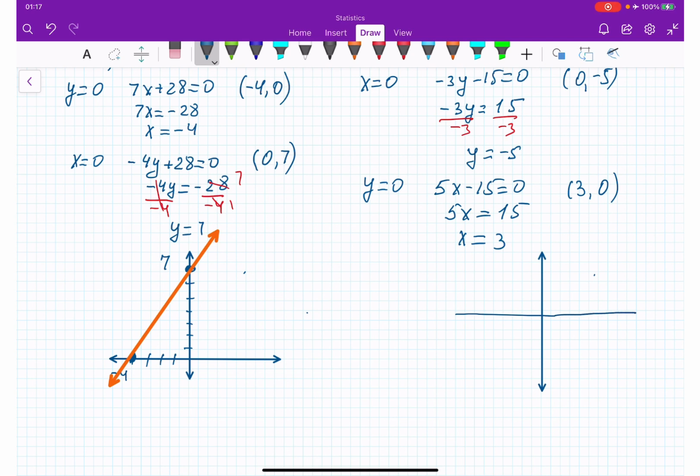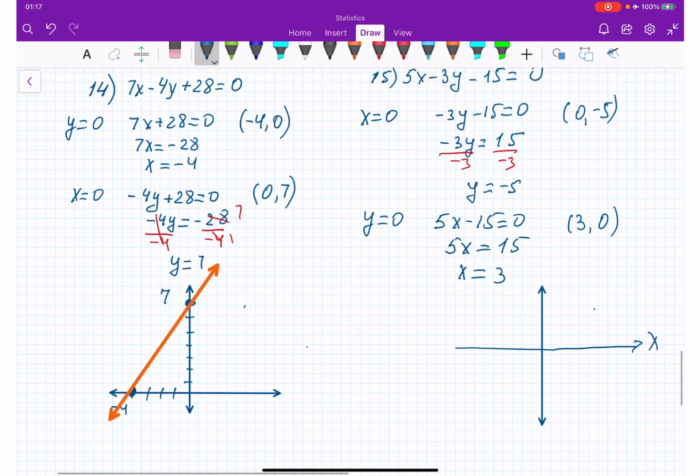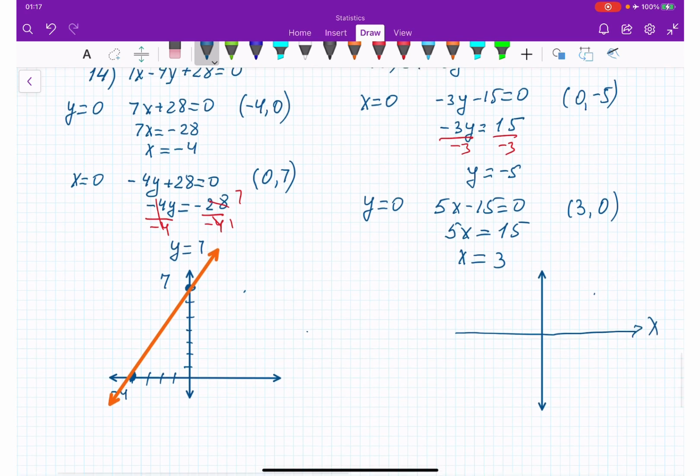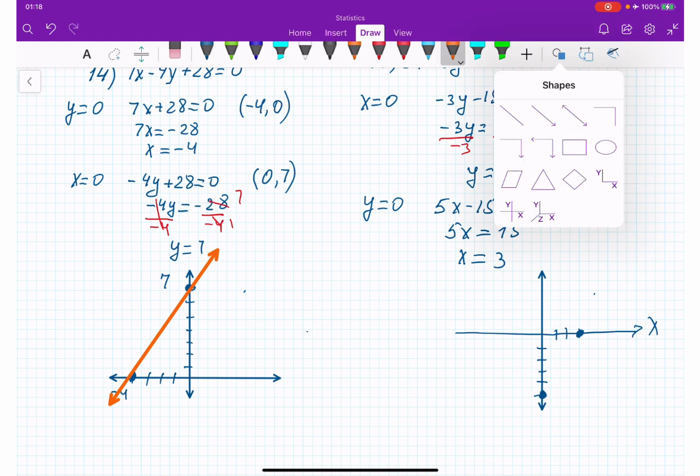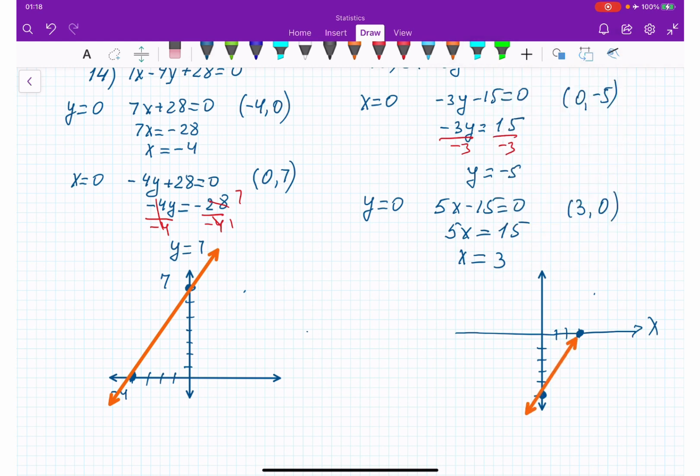Well, okay, I did by hand already, never mind. So first point is 0, negative 5. So negative 5 is my y. 1, 2, 3, 4, 5. Right here. Second point, 3 and 0. 1, 2, 3 and 0. Here we go. And the graph is right here. So this is negative 5. This is 3.